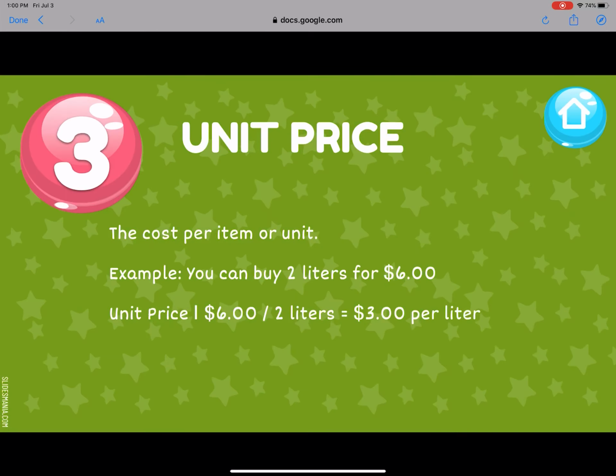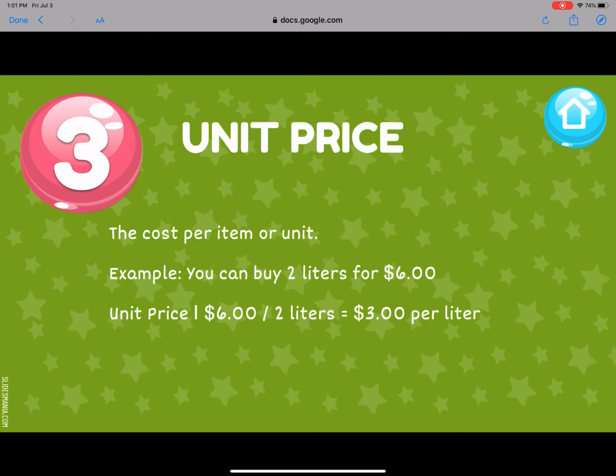The next thing that we have is a unit price. And a lot of times students get these confused because you kind of solve them the same way. However, unit price refers to things that have money in it. All right, we're trying to figure out how much money one will cost. In fact, the definition says the cost per item or unit. So for an example, we have 2 liters of pop being sold for $6. That's great. We want to know how much 1 liter of pop will cost.